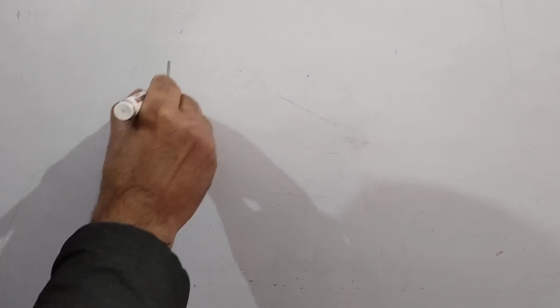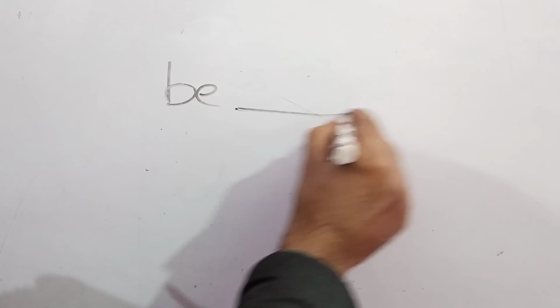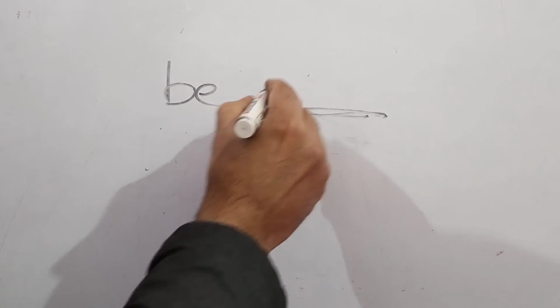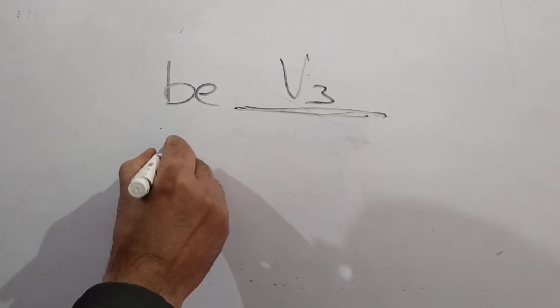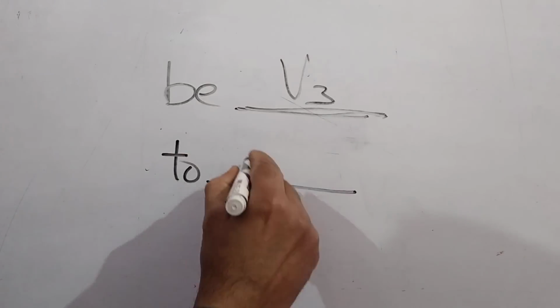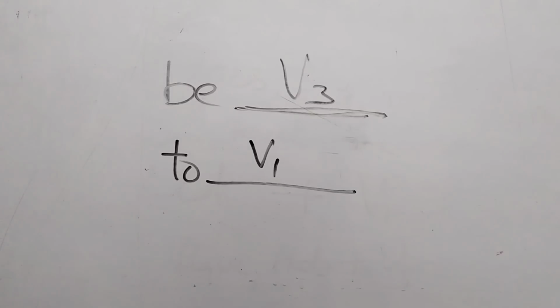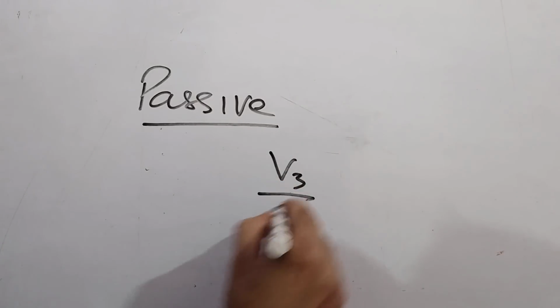And if you have BEB and after that a blank, then most probably you have to fill third form, because this will be the passive voice in that case. Another issue is, if you have 'to' and then a blank, then there will be only first form. In case your sentence is passive, then you will have to use third form in the blank.